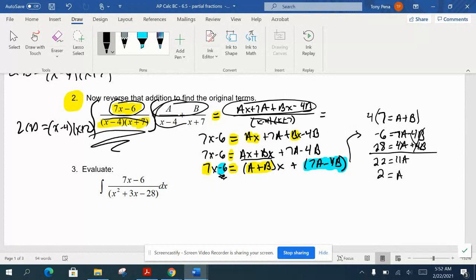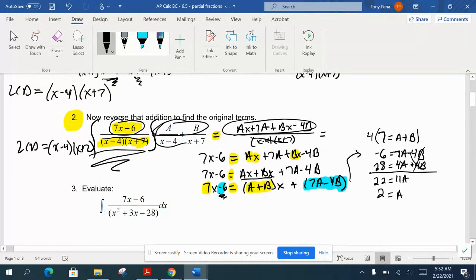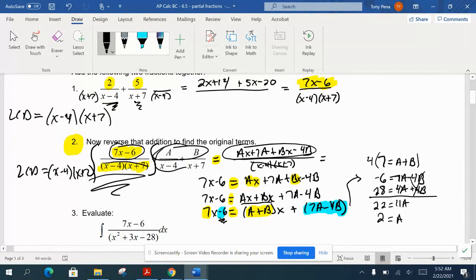Notice how a equals 2. So if we revisit, now that this has moved, notice how a was over the x minus 4. That's what we knew our 2 was supposed to be. And then since we know the sum of a and b has to equal 7, pretty quickly we can identify that our b is 5, just like it was supposed to be in this original problem.